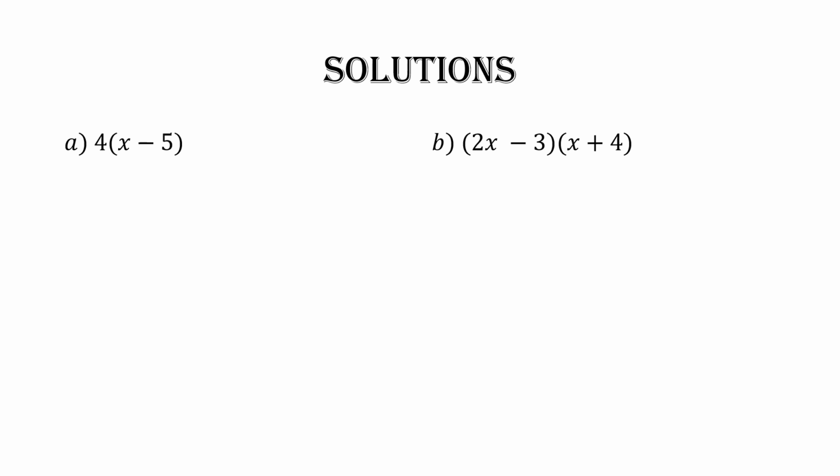So for the first one, this is one of the simplest ways it could come. So remember, this is the distributive law. So 4 times x and 4 times 5. And that will simply leave us with 4x minus 20. And that's the answer. 4 times x is 4x, 4 times 5 is 20, minus 20.